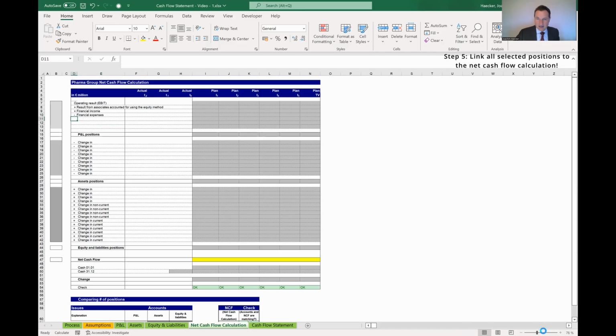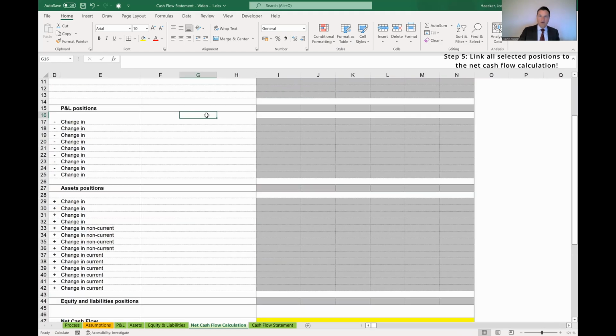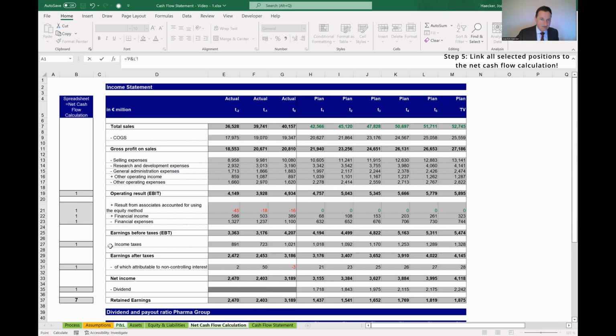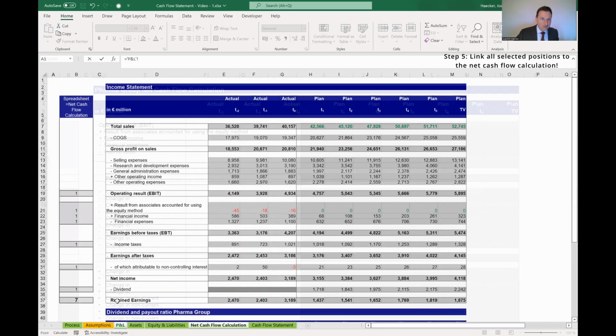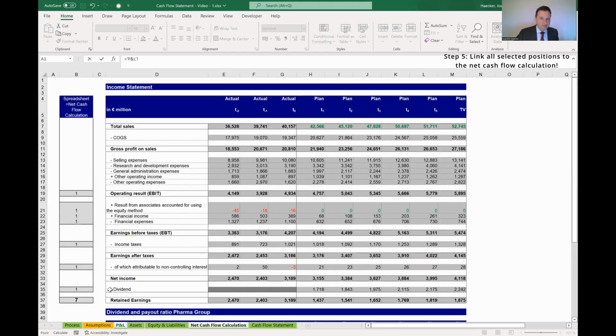Then we pay taxes. I extend that a bit so you can see it perfectly. It's a bit small. No? So next one after the financial expenses are the income taxes. Here we go. They are subtracted. And then the non-controlling interest. Here we go. And finally, we take care about the dividend.